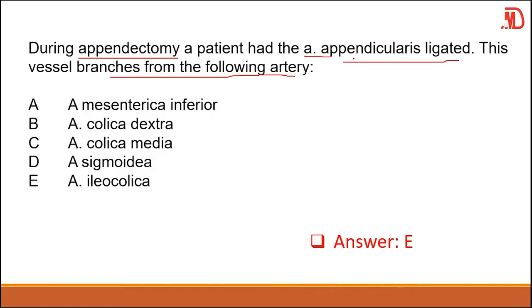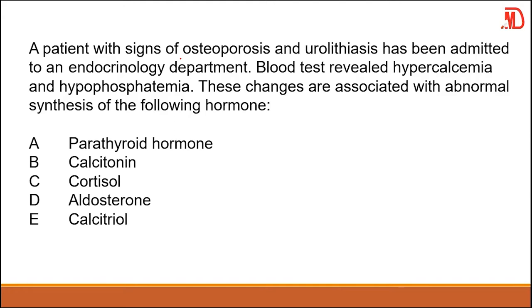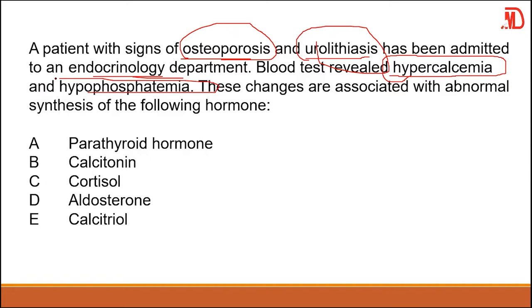A patient with signs of osteoporosis, bone destruction, and urolithiasis, stones in the kidney, has been admitted to an endocrinology department. Blood test revealed hypercalcemia. That means too much calcium, and low phosphate. These changes are associated with abnormal synthesis of the following hormone.